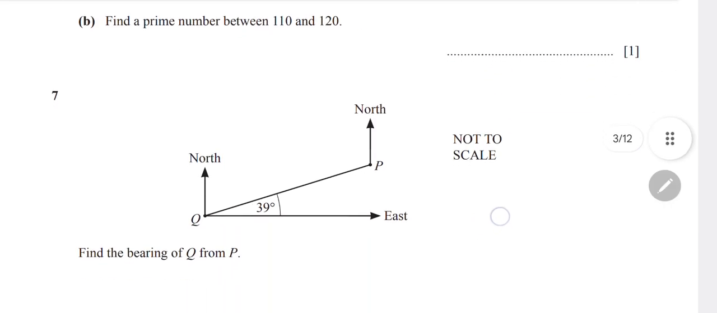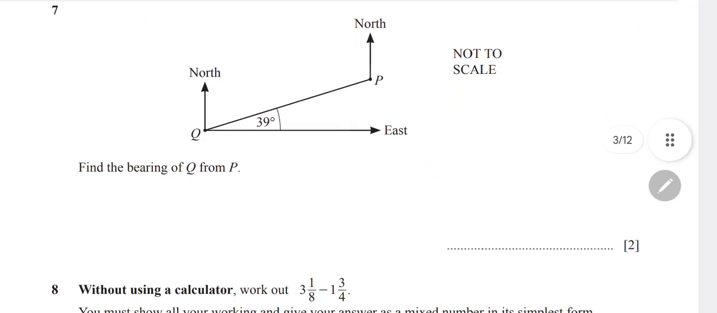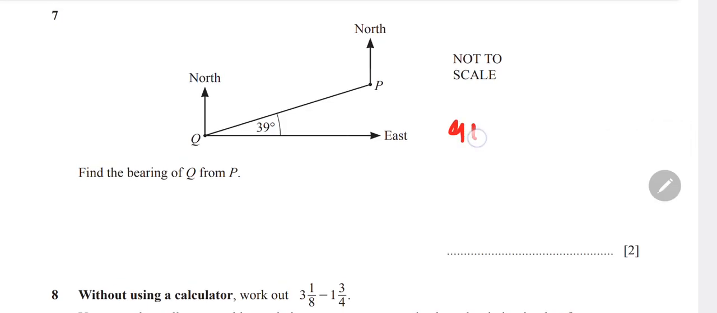Now, next question. Find the bearing of Q from P. Q from P, it's an angle. So to find the bearing, we know the total angle will be 90 degrees and we subtract the 39 from the 90. So 90 minus 39 is 51. So the bearing from Q to P is 51. Okay.